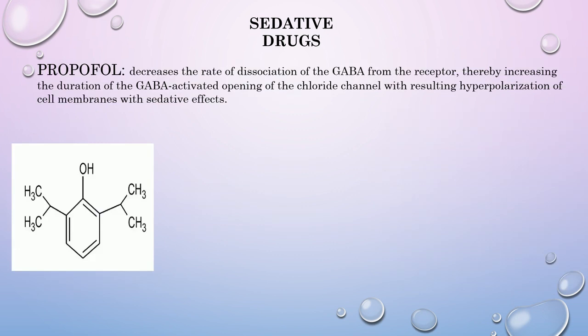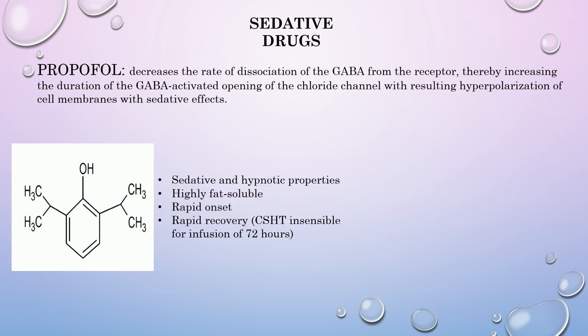Among these drugs, we can choose propofol. It's a drug that acts on GABA-A. It decreases the rate of dissociation of the neurotransmitter from its receptor. So it gives sedation without analgesic power, sedation, hypnosis. It is really fat soluble, so it crosses the blood-brain barrier very quickly. It has a really rapid onset and a rapid recovery.